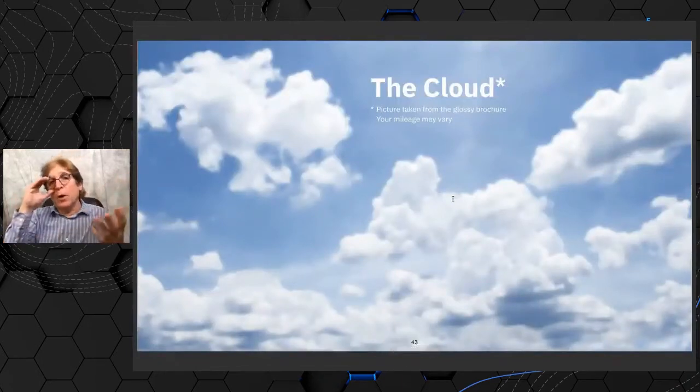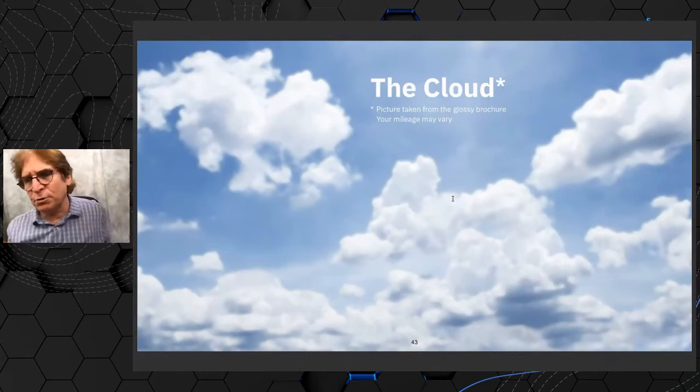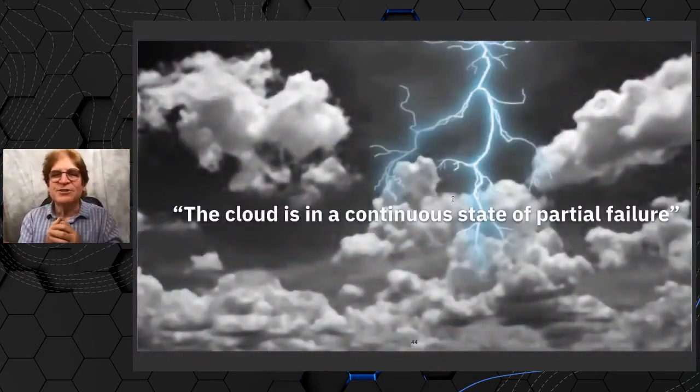And then you want to design for failure, right? So this is a picture of the cloud from the glossy brochure. It looks like a great place to host your apps. And then you find out the cloud's in a continuous state of partial failure. Actually, distributed systems are in a continuous state of partial failure. It's not unique to the cloud, right? But when you have distributed systems, something's always going up, going down.